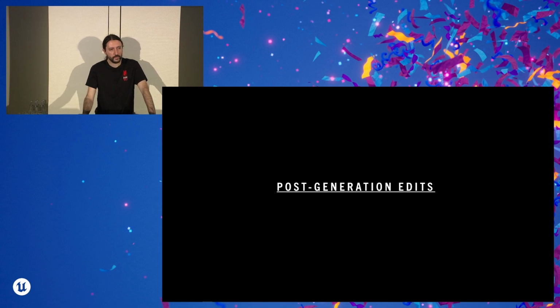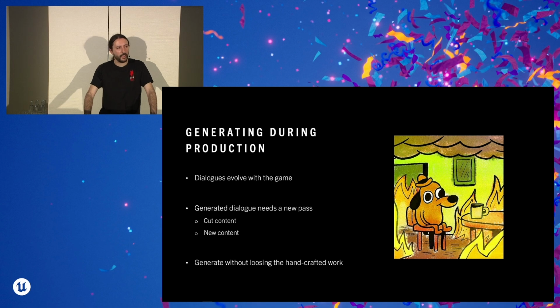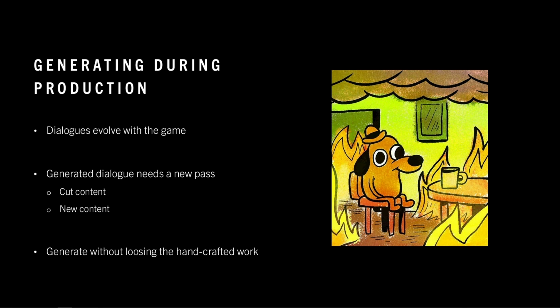So this was overall the generation process. So the hard part is actually the post-generation edits. Because when you're generating during your production, things will happen. Even late in production, sometimes your dialogue will change because there will be cut content or new content, or maybe the whole dialogue will completely change because of the logic of the game. But you've already generated it, and you have changed your cameras and changed animations, and you really don't want to lose that. So we tried to make a system that could keep all of the handcrafted work while generating again.